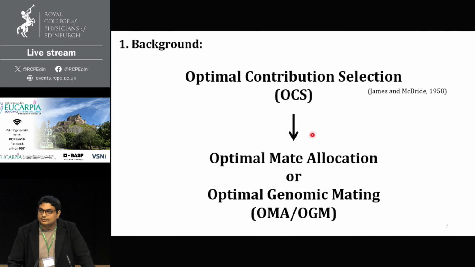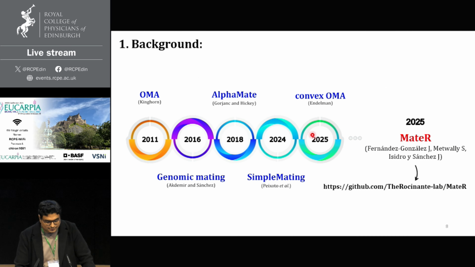So instead, optimal mate allocation was developed to overcome that limitation, or as we would like to refer to it, optimal genomic mating, where we are trying to find an optimal mating plan that balances genetic gain with variability under realistic, practical constraints.